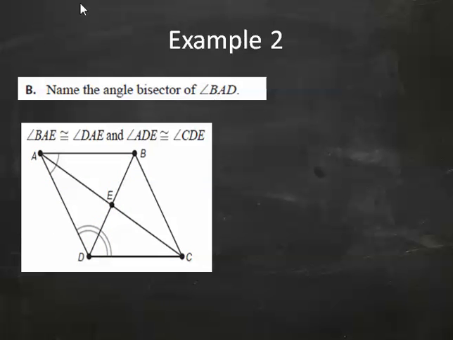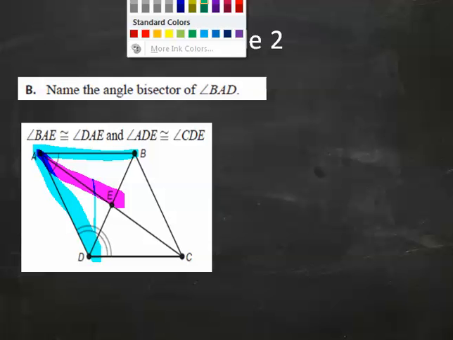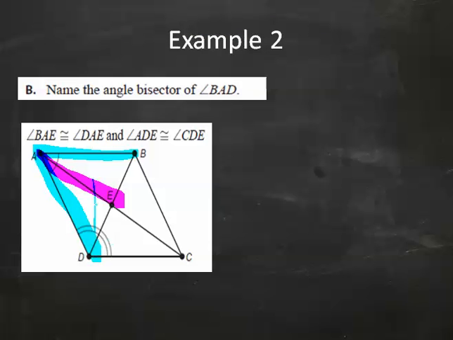Okay, name the angle bisector of BAD. So I'm going to highlight BAD. Identify the line that cuts it in half. And then I'm going to name it. This can be either just from here to here, so it can be line segment AE, or you can go the whole way and say that it was line segment AC. Either one of those will work.